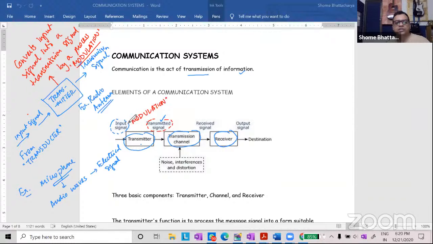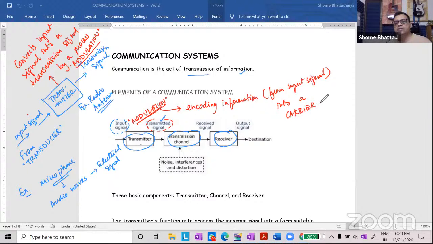And there are different types of modulations, different processes by which modulation is done. And basically you can think of modulation as a process of encoding information. Okay. That information is from the input signal into something called a carrier wave. So that carrier wave is basically a high frequency electromagnetic wave or signal. Okay.